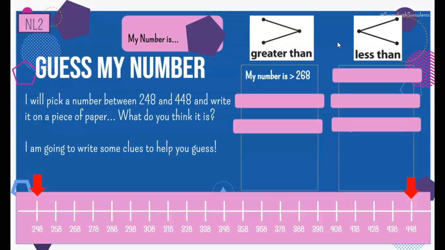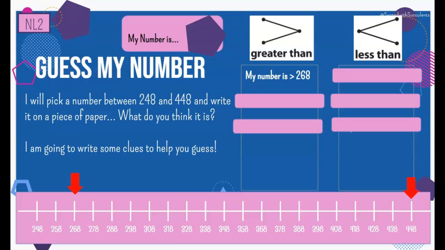Here's my first clue. My number is greater than 268. Remember, my symbols want to eat the bigger number. First thing I'm going to do is take my arrow and move it over to 268. So now I know my number has to be in between 448 and 268. Now, thumbs up or thumbs down. Do you have enough information to make a good guess? We need a little more information. Thumbs down. We just don't have enough yet.